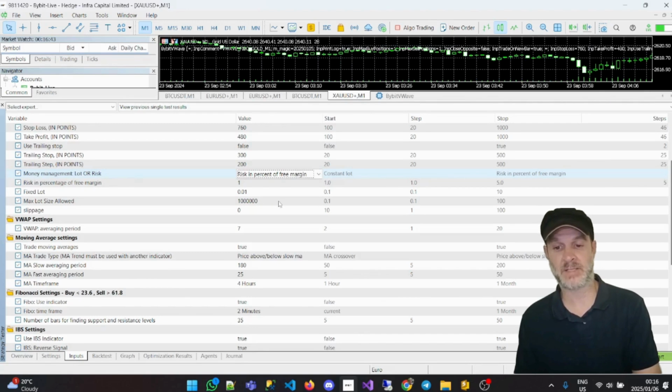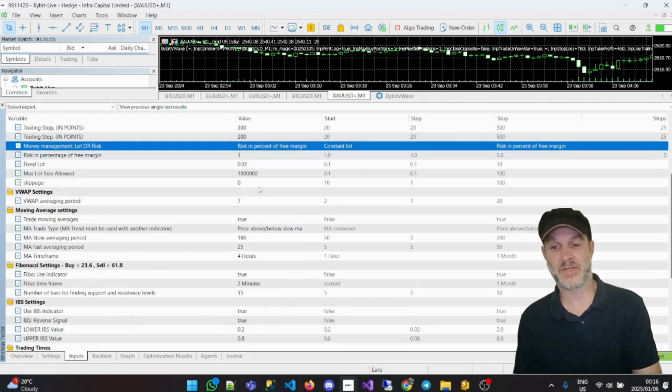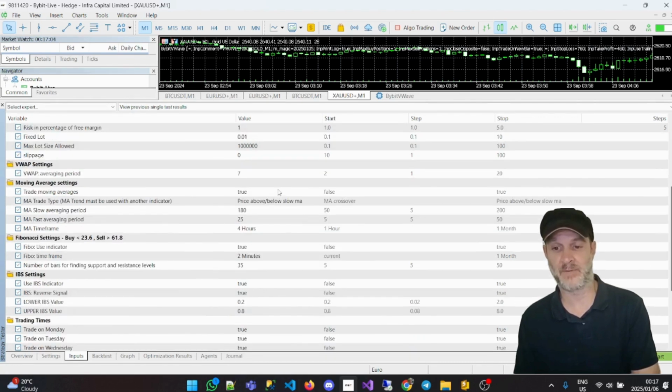Maximum lot size explains that if you don't want to risk more than 1 or 2, whatever the lot size is, the maximum lot size you're willing to go, you could put in the maximum lot size figure. And slippage, we don't really use this very often, but if there are slippage issues, you can set your slippage limit.